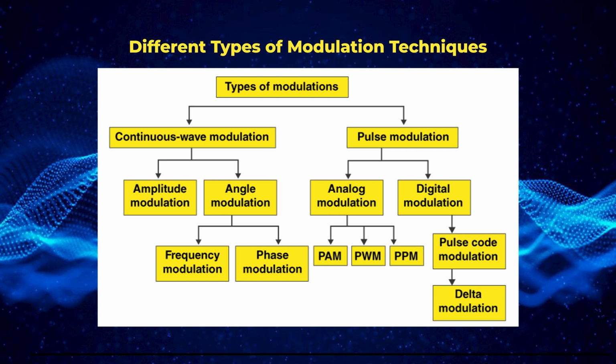The bandwidth required for the phase modulation system is equal to that of FM. It provides robust noise immunity. The application of phase modulation is that it is used in digital communication.